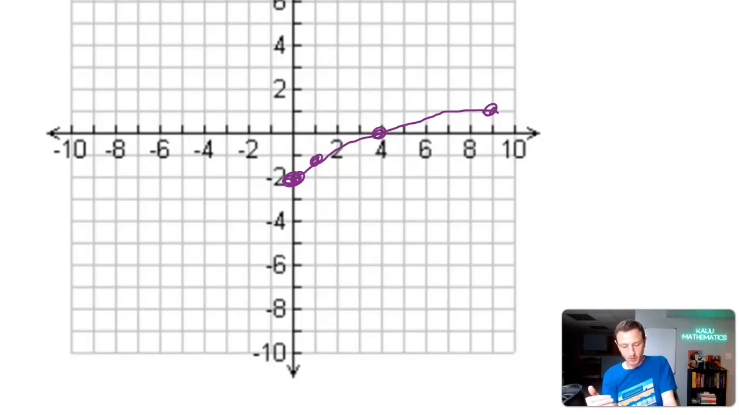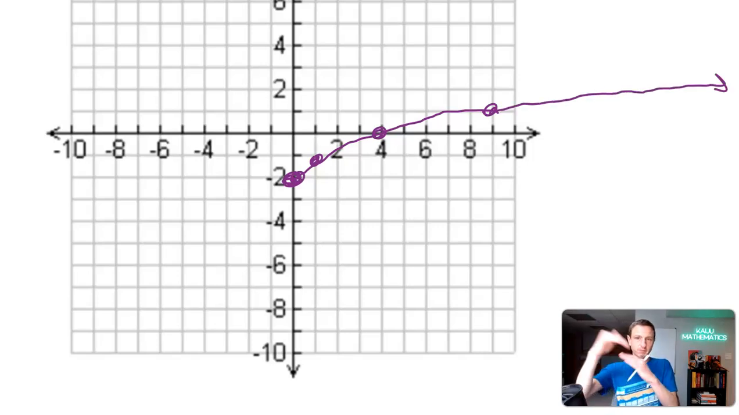It's just going to keep going on forever and ever, but it's going to be pretty flat as it goes out towards this way. Like it's not going to just explode to the positive y's or anything like that. It's just going to very slowly, gradually go that way.